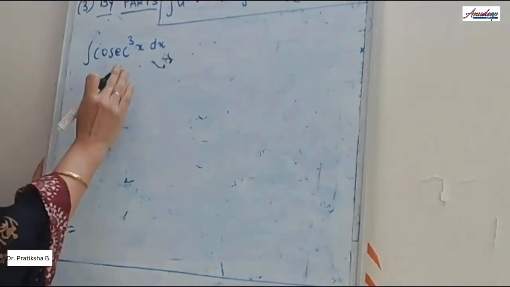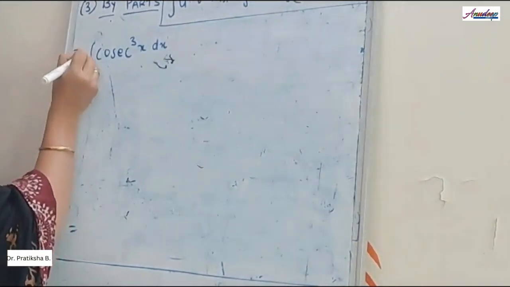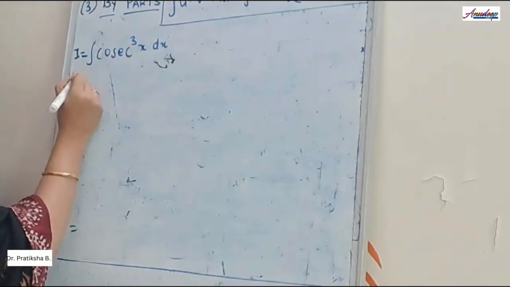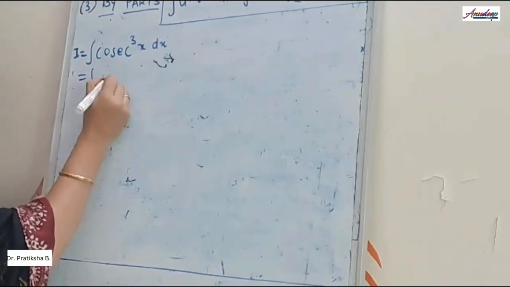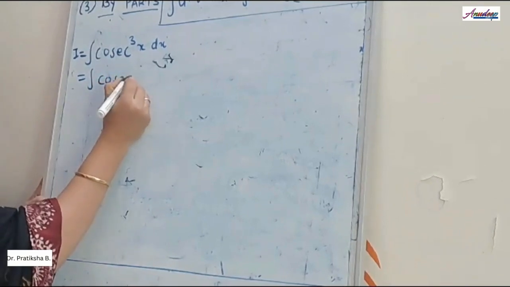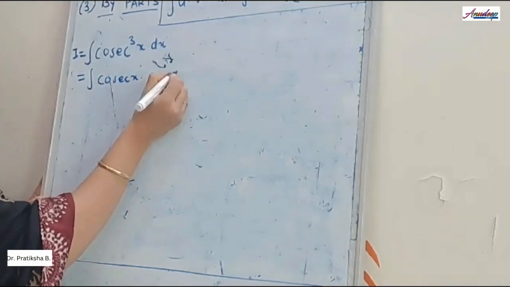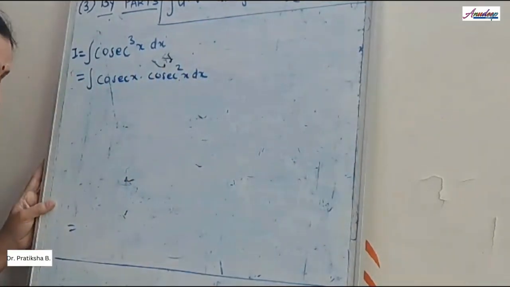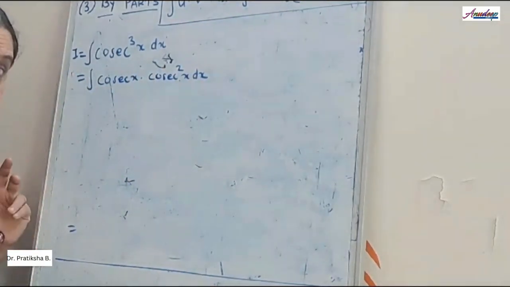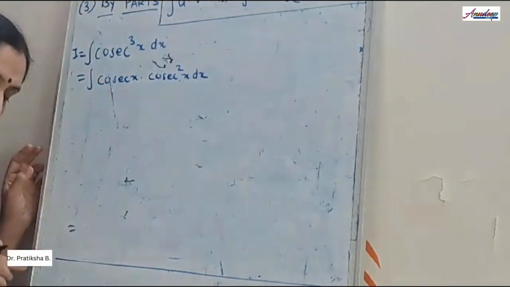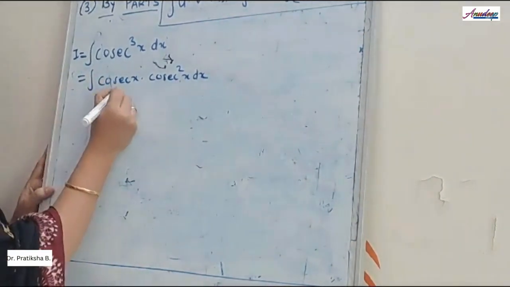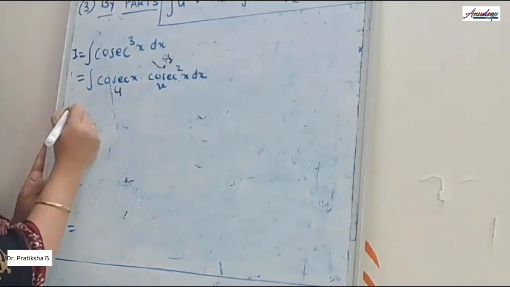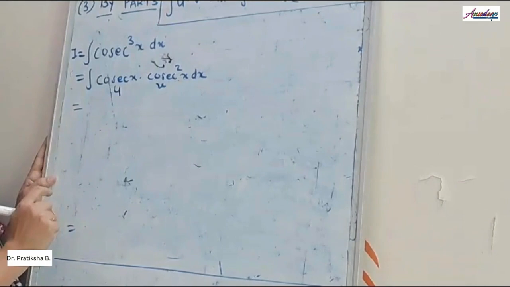Now, let us evaluate the next problem. It says I is equal to the integral of cosec cube x dx. The way to solve this problem is you can rewrite it as cosec x into cosec square x dx. I am just rewriting cosec cube x as cosec x into cosec square x. I can select any term as u and v because they are the same terms. So, let me call cosec as 1 and apply the integration by parts rule.